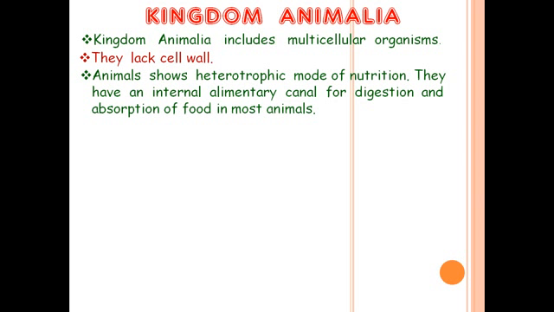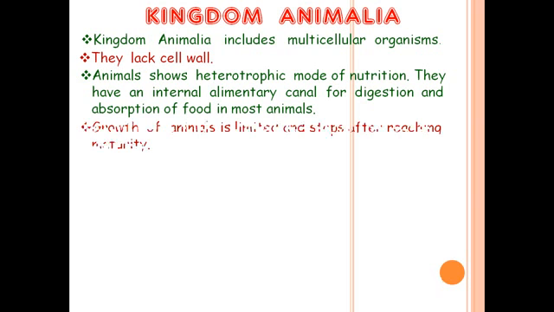They have an internal alimentary canal for digestion and absorption of food in most animals. Even we too have an alimentary canal for digestion. Growth of animals is limited and stops after reaching maturity. We don't grow throughout our life. Once we attain maturity, our growth is stopped. That is why we call animals' growth limited.